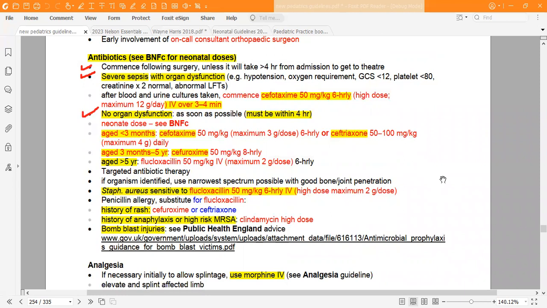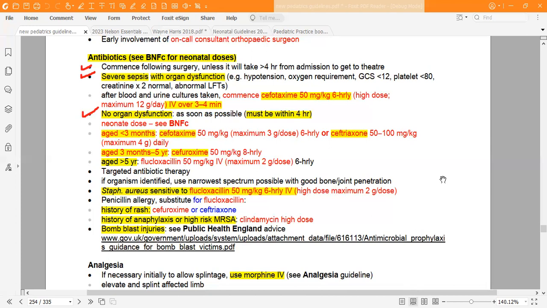As we mentioned, we commence the antibiotic after surgery unless it will take more than 4 hours from the admission to get to theater. If there is severe sepsis with organ dysfunction, you take blood culture, urine culture, you start cefotaxime in a high dose, 6 hourly, 50 milligram per kg, IV over 3 to 4 minutes. If there is no organ dysfunction, it's better to start within the first 4 hours. Neonatal dose, you have to check BNF for that.